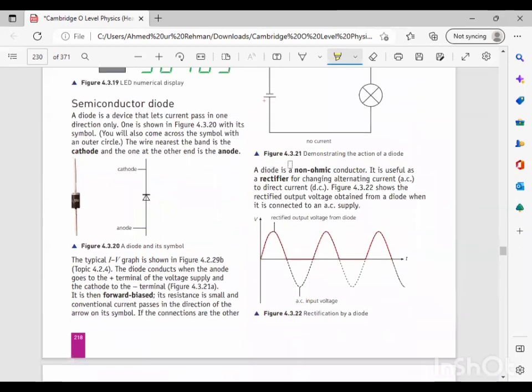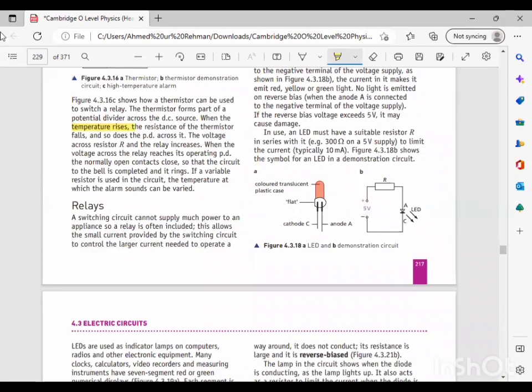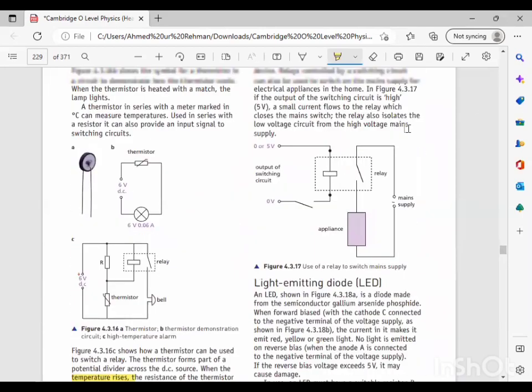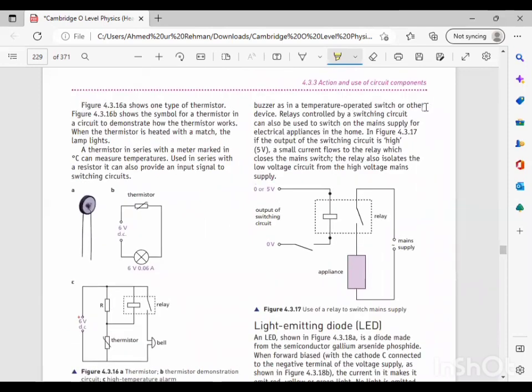Okay, almost there. Relays. A switching circuit cannot supply much power to an appliance, so a relay is often included. This allows the small current provided by the switching circuit to control the larger current needed to operate a buzzer, as in a temperature operated switch or other device.